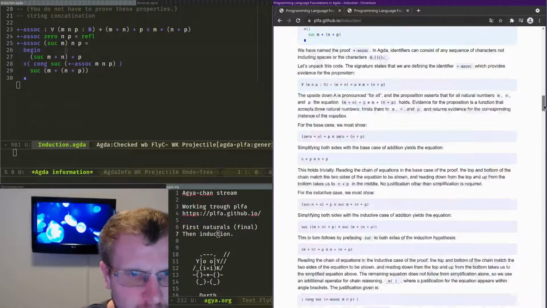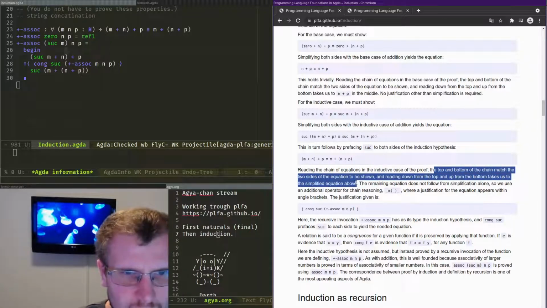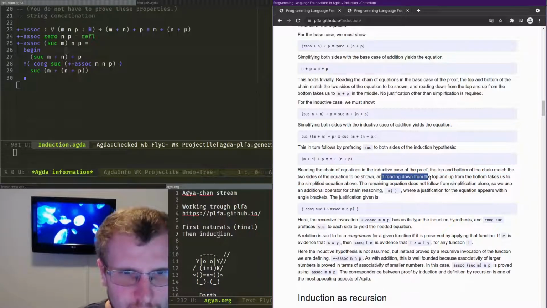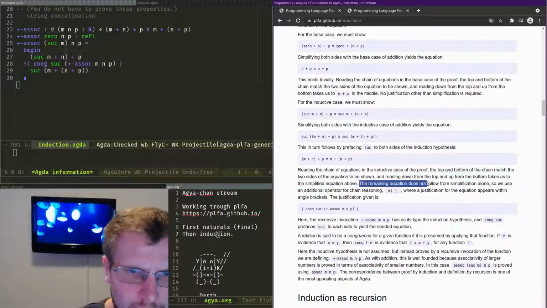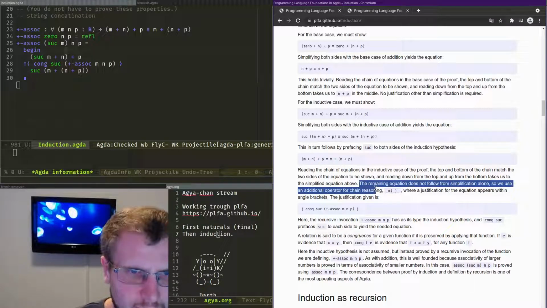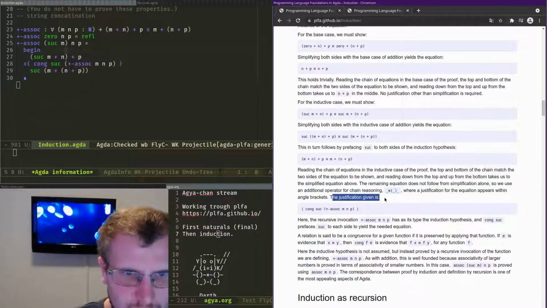We just did. I just want to know what conc is. Reading the chain of equations, top to bottom, the chain matches two sides of the equation shown, and reading from "don't" takes us to simplified above. I guess so. The remaining two equations do not take simplification alone, so we need an additional operator for chain reasoning, where the justification for the equation appears within the angle brackets. The justification is given as conc.